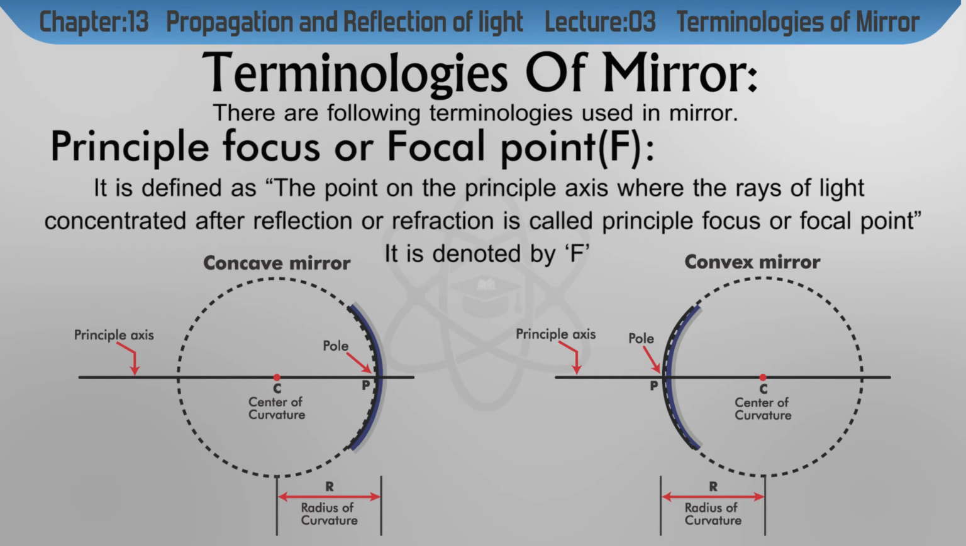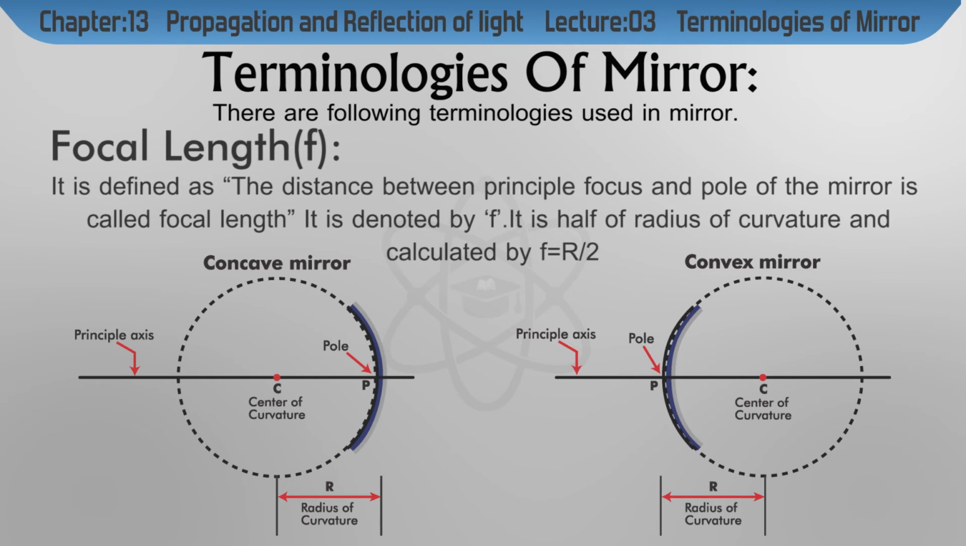Principal focus or focal point. It is defined as the point on the principal axis where the rays of light are concentrated after reflection or refraction. It is called principal focus or focal point. It is denoted by capital F.